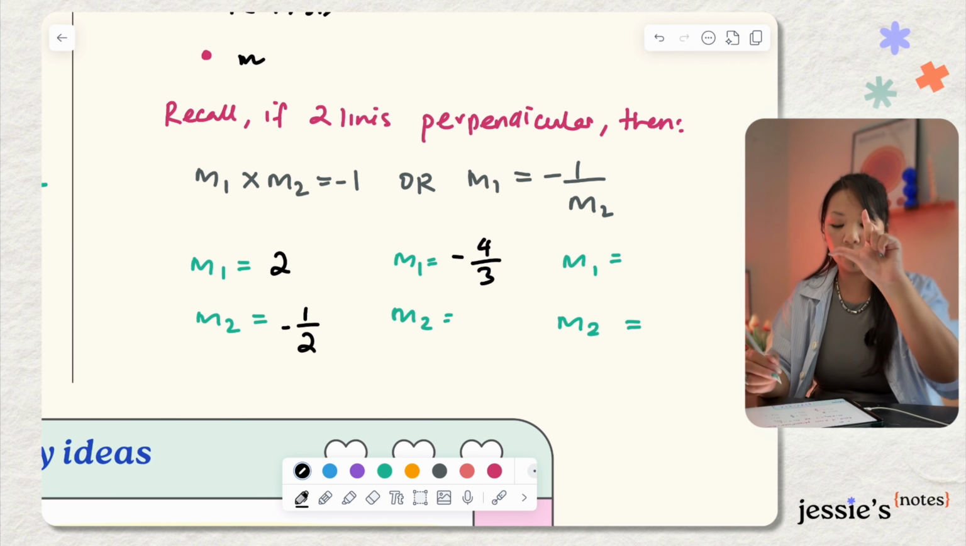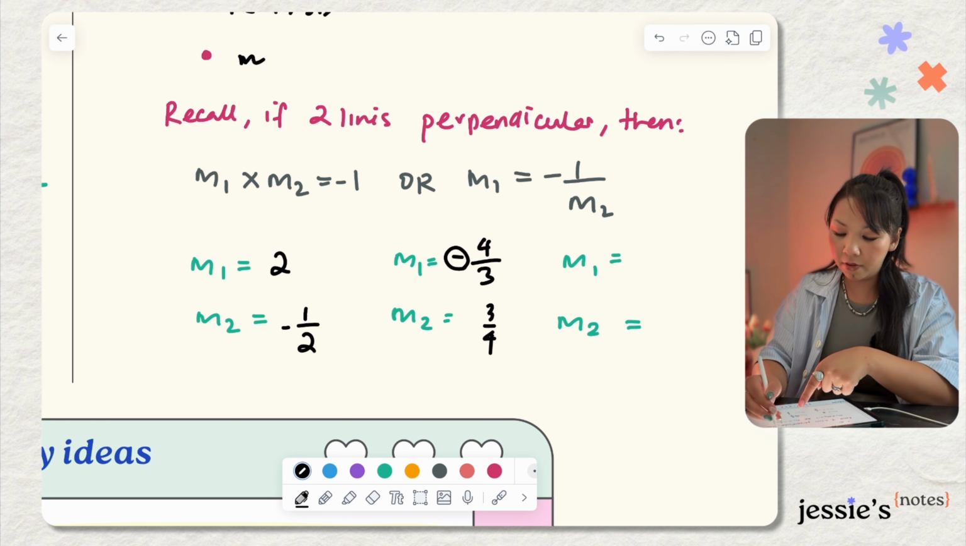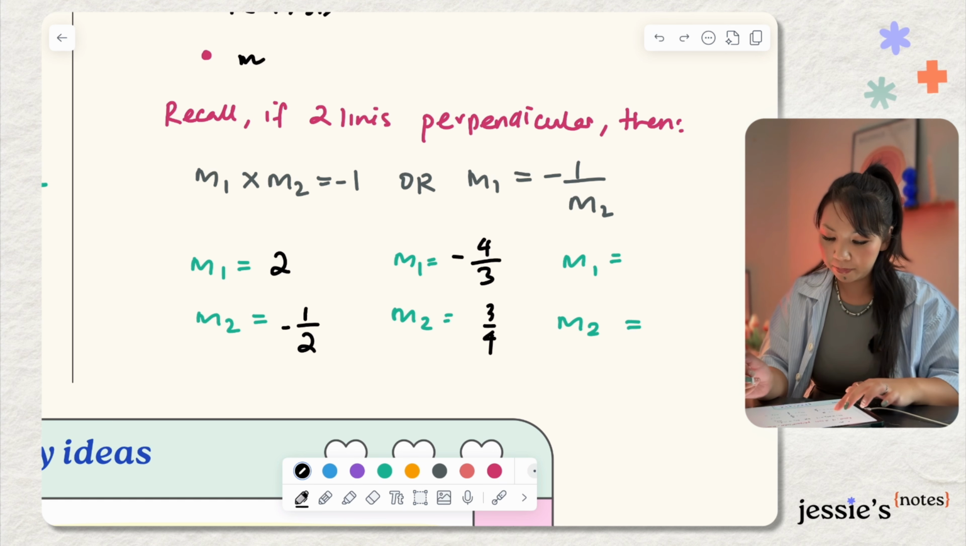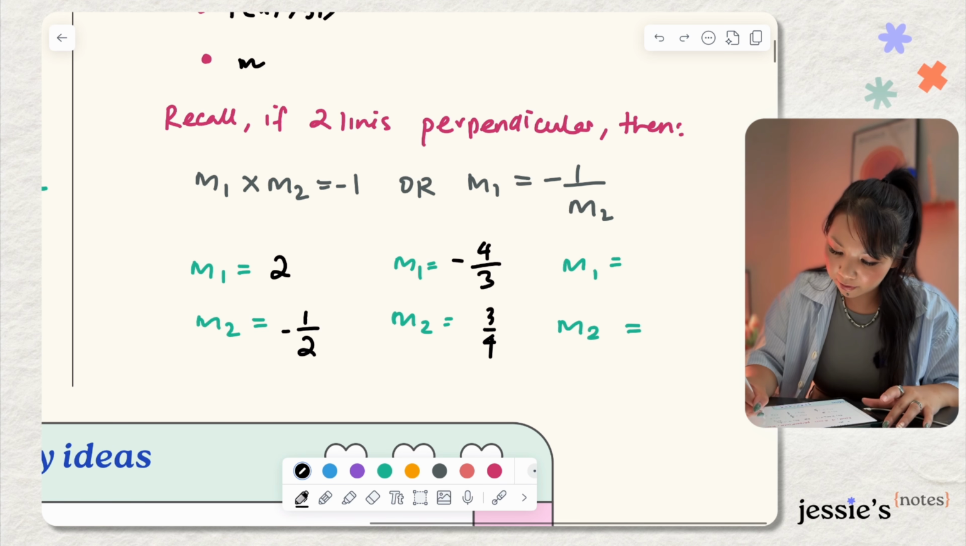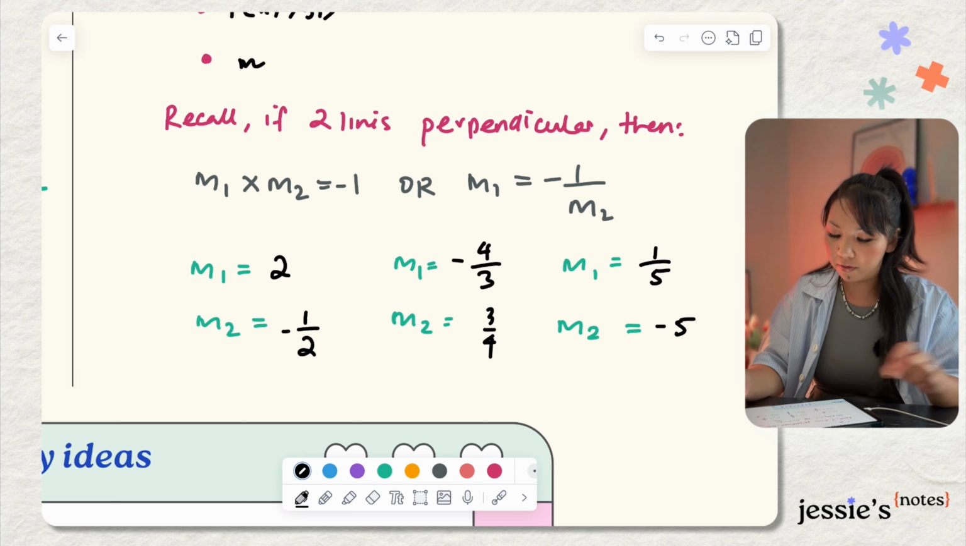How about if I had a gradient of -4/3? If I take the negative reciprocal of that, first of all, the reciprocal is going to be 3/4. If I take a negative of negative, it makes it a positive. And last one, if I have 1/5, then the negative reciprocal is going to be -5.